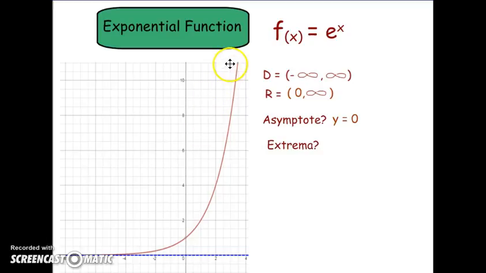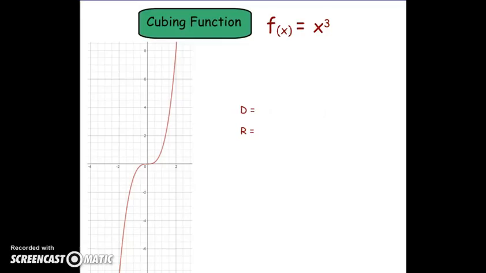No, there is not. There's no absolute extrema. It continues forever, and it never quite bottoms out. And this is a perpetually increasing graph. Is this function even, odd, or neither? Well, there is no symmetry, so it is neither.